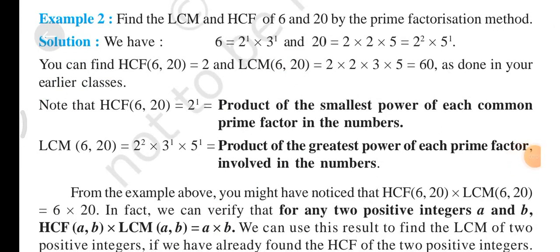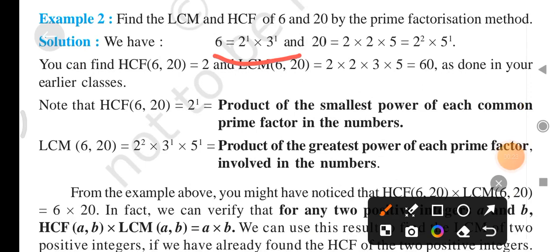Example 2: Find the LCM and HCF of 6 and 20 by the prime factorization method. Solution: we have 6 is equal to 2 to the power 1 into 3 to the power 1, and 20 is equal to 2 into 2 into 5, which is 2 to the power 2 into 5 to the power 1.